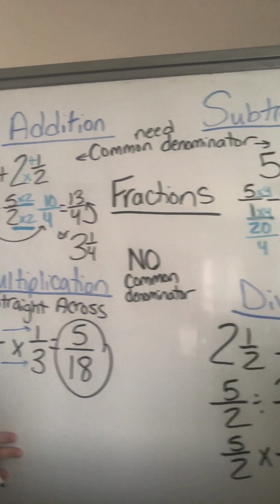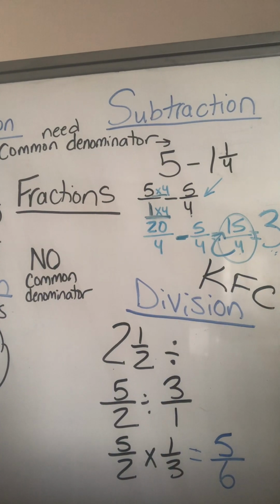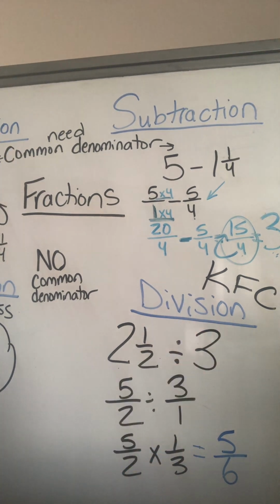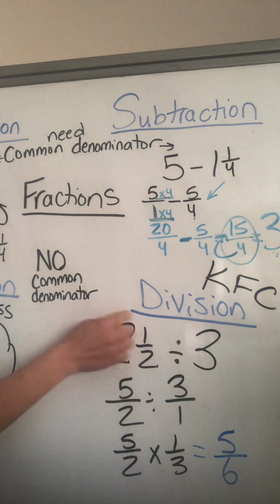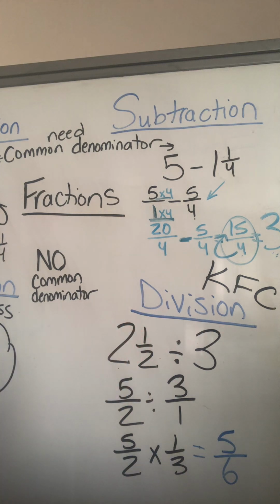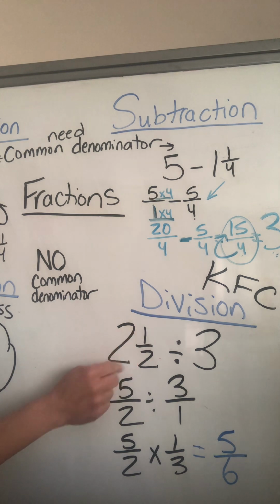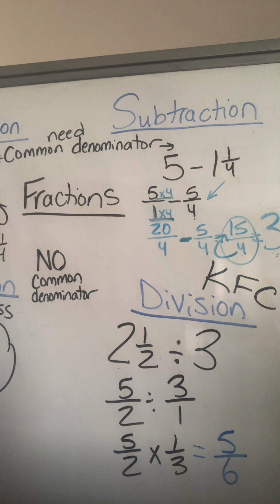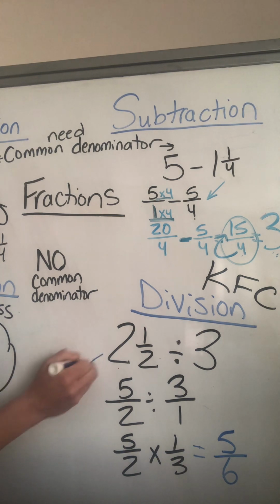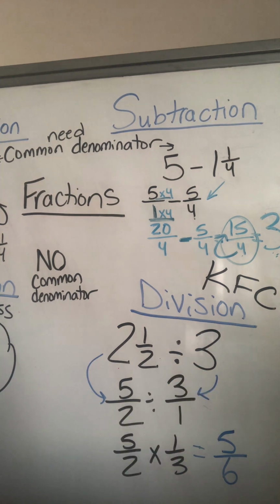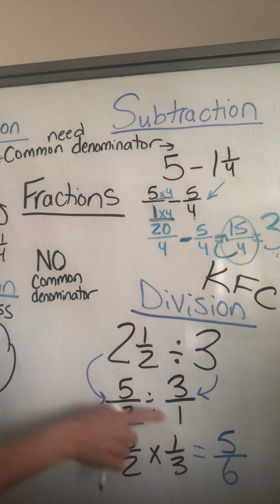All right, on the division problem, we have 2 1/2 divided by a 3. So remember, we got to change this from our mixed number to an improper fraction. 2 times 2 is 4. Add your 1, which is 5, and keep your denominator. So this one becomes 5/2 right there. Remember that your whole number always goes over top of a 1, so now you've got 3/1. So our problem became 5/2 divided by 3/1.